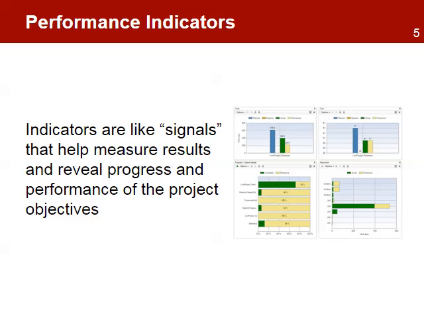A performance indicator is a unit of measurement that specifies what is to be measured along a scale or dimension, but does not indicate the direction or change. Indicators are like signals that help measure results and reveal progress and performance of the project objectives. Indicators are also a means to measure what actually happened versus what was planned. Indicators are neutral and do not include any duration or target. Indicators should be developed for all levels of the results chain. They are needed to monitor progress with respect to outputs, outcomes, and goals.